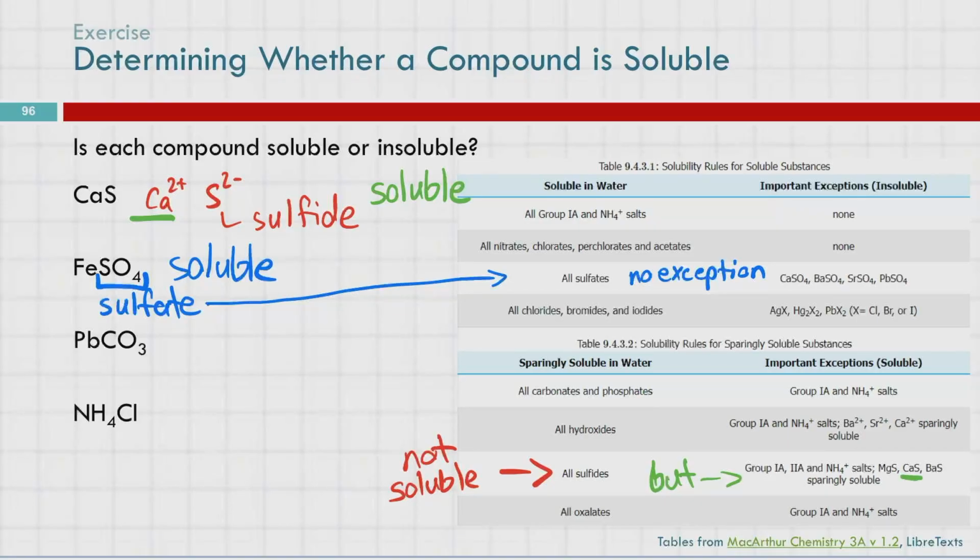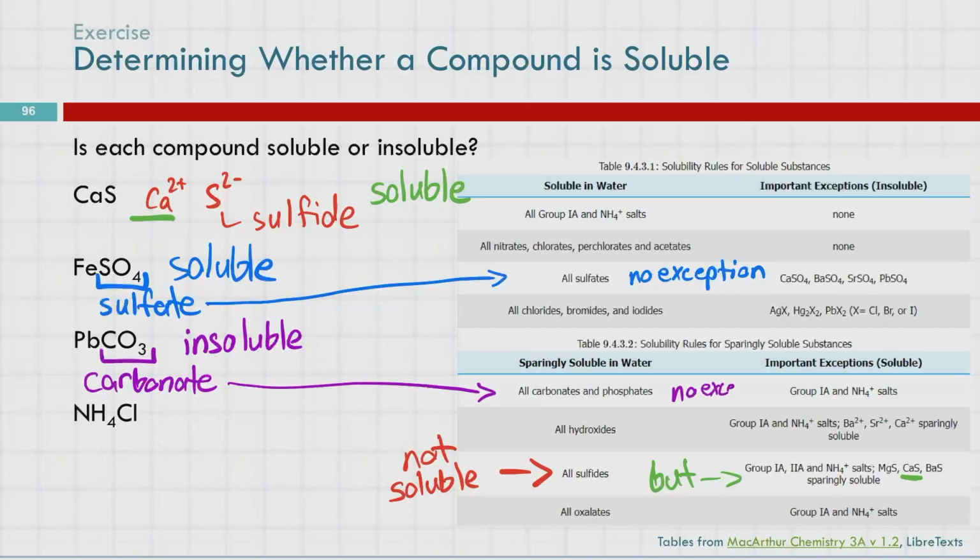How about PbCO3? Soluble or insoluble? It is insoluble. The thing that we're cluing in on for this one is the CO3. That is a carbonate. Carbonates are insoluble, and we don't have an exception for lead, specifically lead 2+. And so it's insoluble.